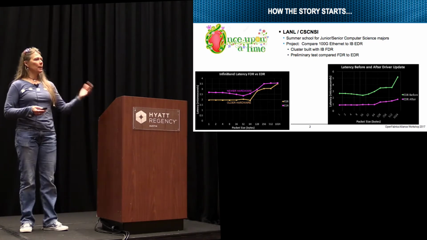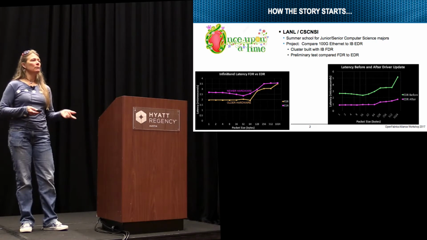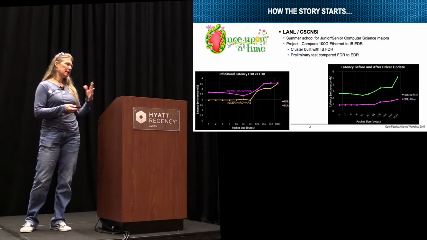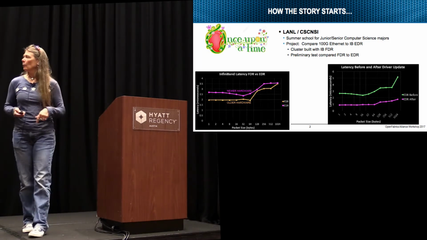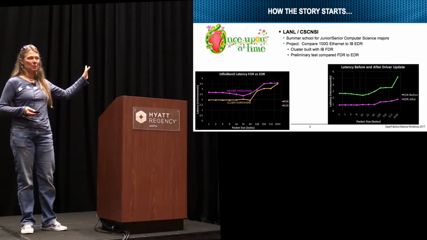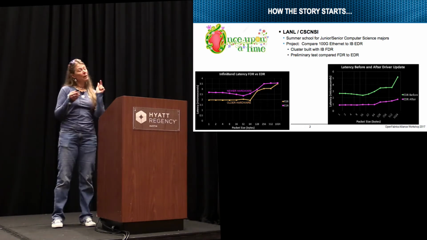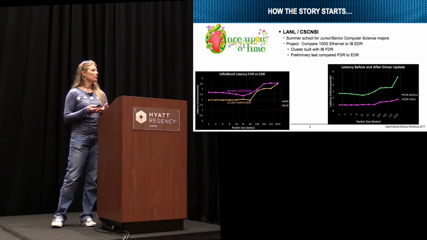And to help them learn the various tools, we had them compare. So here's FDR, run some IB read-write bandwidth latency stuff. Here's EDR, and look how much better it is. Well, it wasn't. You can see these are the graphs that the students made. So I just took them right from their presentation. And you can see that at very small packet sizes, granted, it was actually worse.